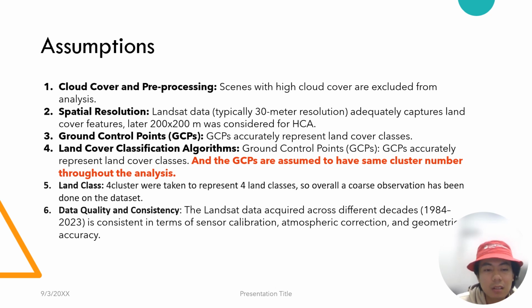So overall, a core observation has been done on the dataset. And for data quality and consistency, the Landsat data acquired across different decades from 1984 to 2023 are consistent in terms of sensor radiometric calibration, atmospheric correction, and geometric accuracy, because we are using the Landsat analysis ready data type. So we assume that we can just use the Landsat ARD to do the analysis.